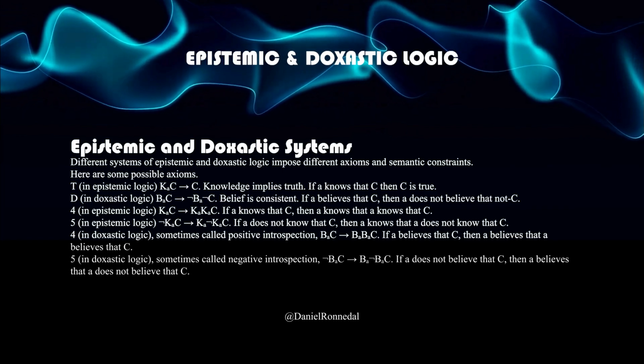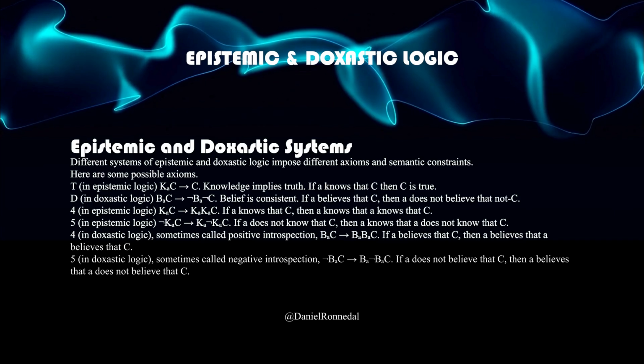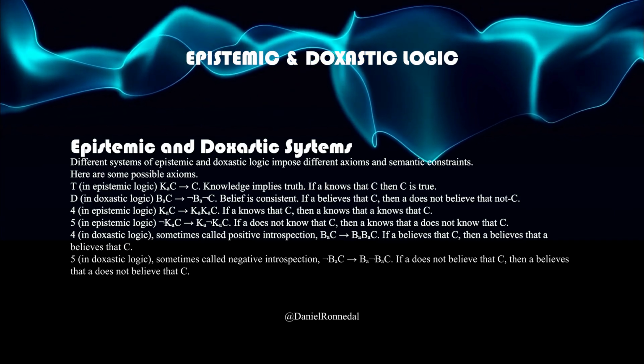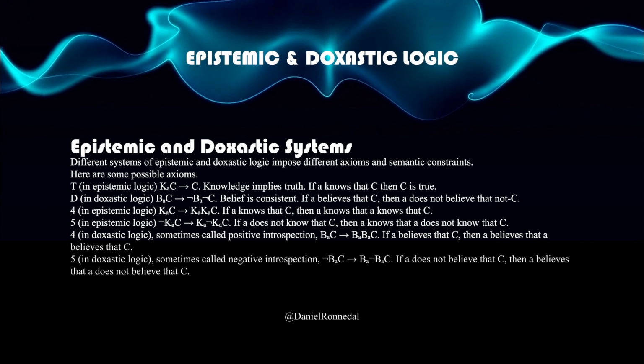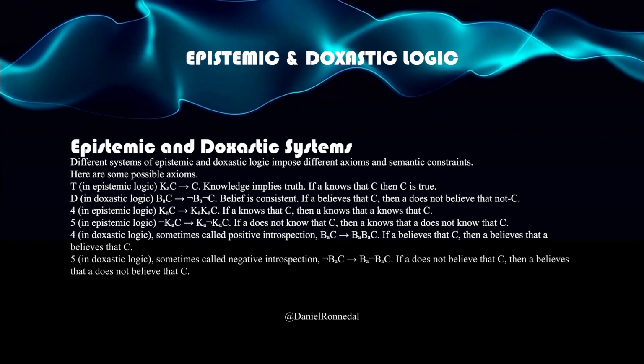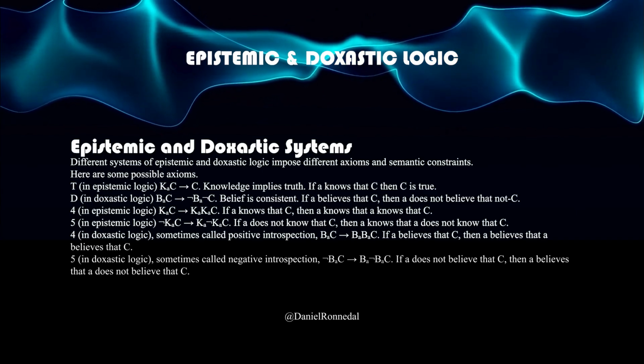4 in epistemic logic: K_A C implies K_A K_A C. If A knows that C, then A knows that A knows that C. 5 in epistemic logic: not K_A C implies K_A not K_A C. If A does not know that C, then A knows that A does not know that C.